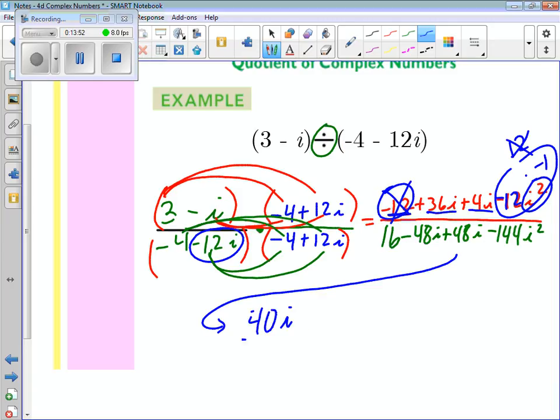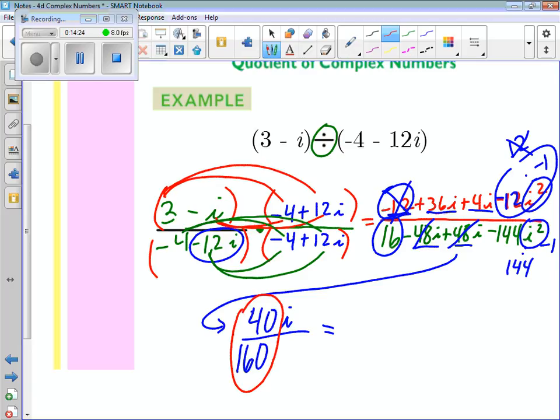The denominator, we have i squared, so that's negative 1. We have negative 144 times negative 1, which is positive 144. We're going to add that to 16, which puts us at 160. And then the middle two terms, they're opposites, negative 48i plus 48i, cancel out. So we're left with 40i over 160. Looking at the coefficients, 40 over 160, we can reduce that. Divide them both by 40 to get 1 over 4. 1 times i is just i over 4.